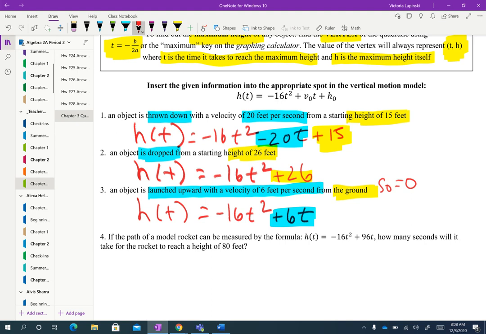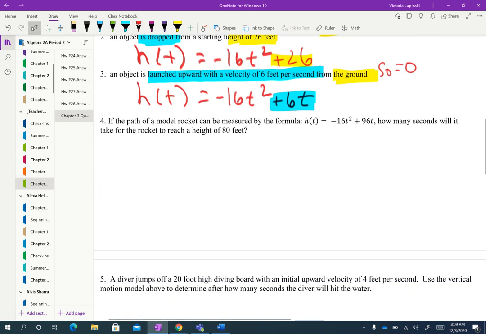So again, you have to understand what the different words mean in terms of how they translate into the equation, because if you don't have the correct equation, obviously you have no chance of being able to solve the problem. How can we put all that together? Well, take a look at number 4.